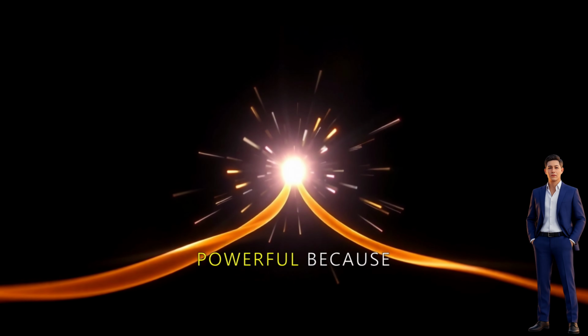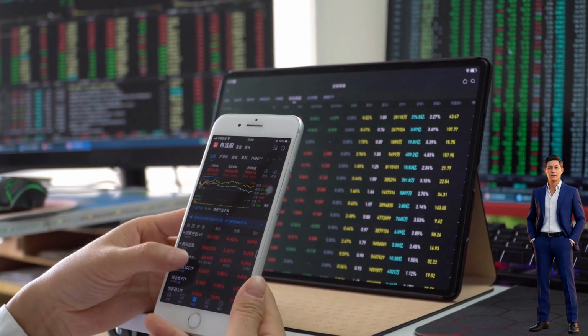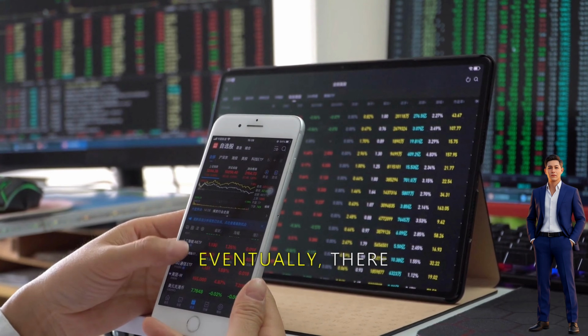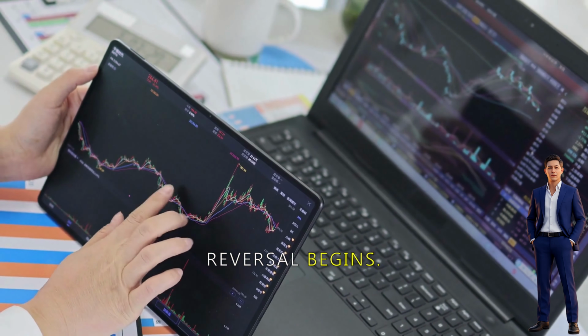These setups become powerful because of emotional exhaustion in the market. When fear or greed pushes a stock to an extreme, participants stop making rational decisions. Sellers panic, buyers disappear, and the price overshoots in one direction. Eventually, there simply are not enough sellers left, and that is when the reversal begins.